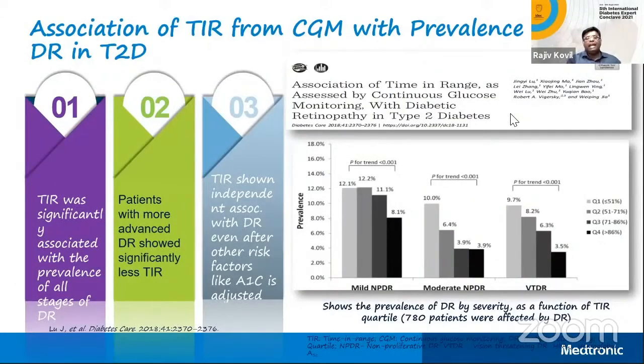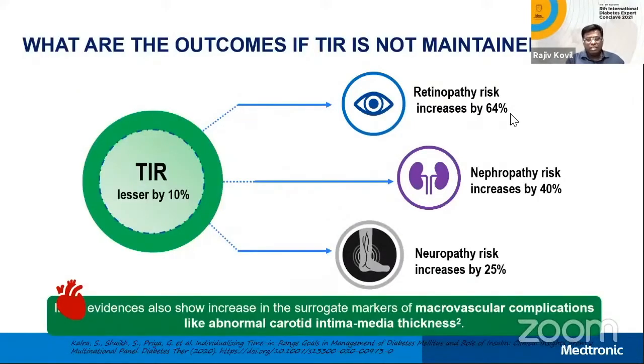If you look at type 2 diabetics, TIR was also significantly associated with diabetic retinopathy, and probably we can use TIR in type 1 as well as type 2 diabetes. Again, every 10% lesser TIR increases retinopathy, nephropathy, and neuropathy risk, as well as carotid intimal media thickness.